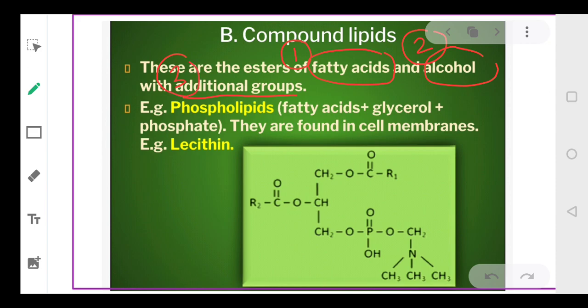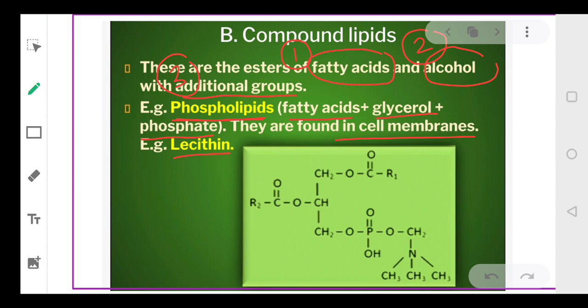Let's discuss, for example, phospholipids. So in case of phospholipids we have three components. One is fatty acid, second is glycerol, and third is a phosphate group. So in addition to simple lipids, some additional group is present here, and that is why we call it phospholipids. Now these phospholipids are involved in the formation of the cell membrane. Example is lecithin.